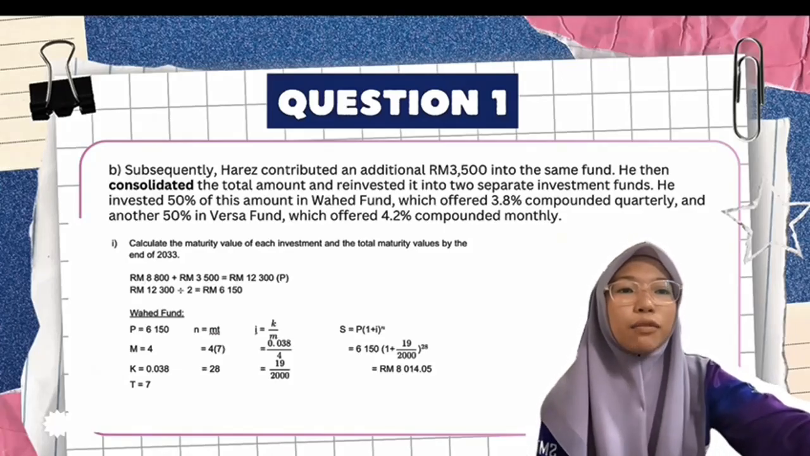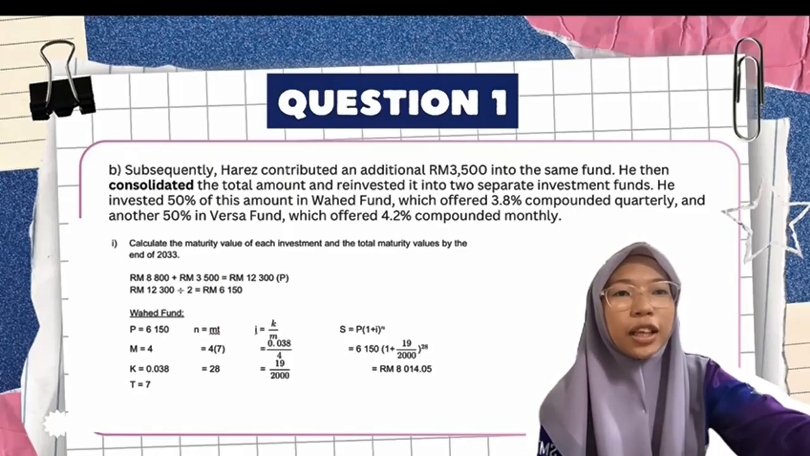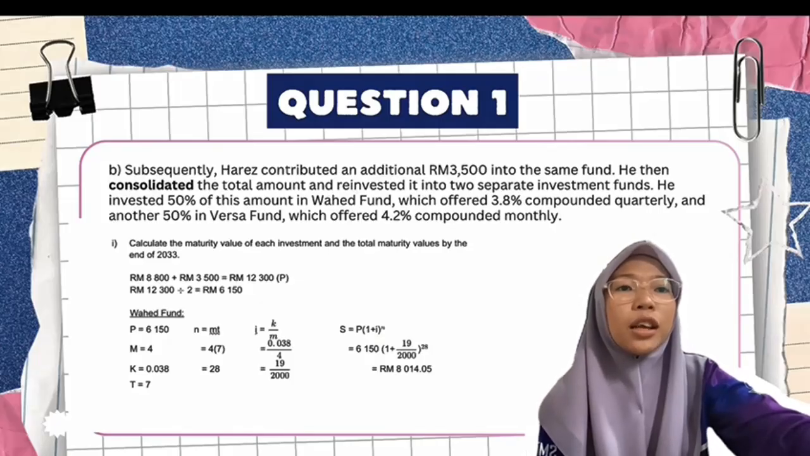Okay, now I'm going to explain question B1. After completing his first investment, Haris later contributed an additional 3,500 ringgit into the same fund. He then combined or consolidated the previous amount and this new contribution, giving him a total of 12,300 ringgit. Instead of keeping the money in one place, he decided to reinvest the entire amount into 2 different investment funds. He placed 50% of the total into the Wahid fund and the remaining 50% into the Versa fund.